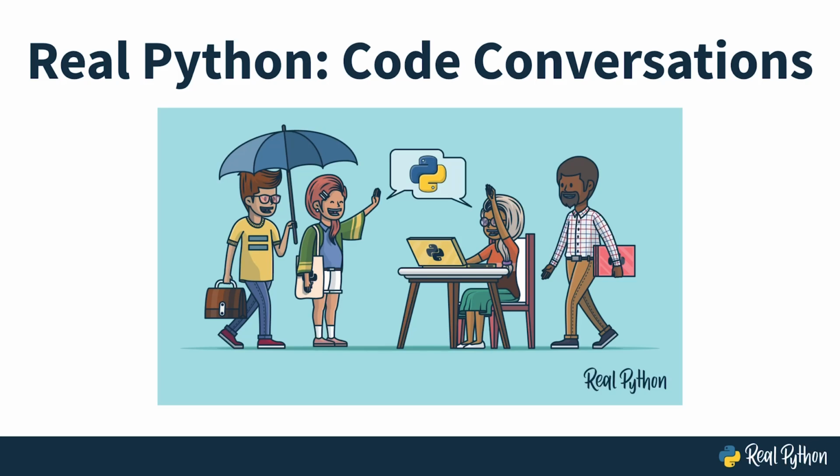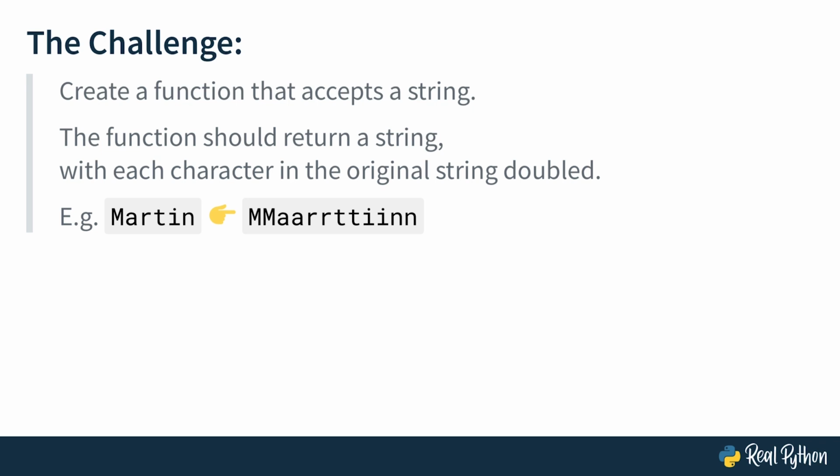I'm Philipp, and today I will challenge my teammate Martin with a coding challenge. I want him to create a function that accepts a string, and the function should return a string with each character in the original string doubled. So if the function takes the word Martin, I want the function to return MMAARRTTIINN.